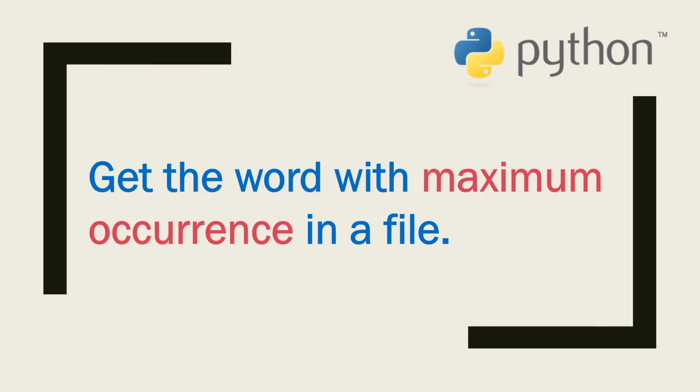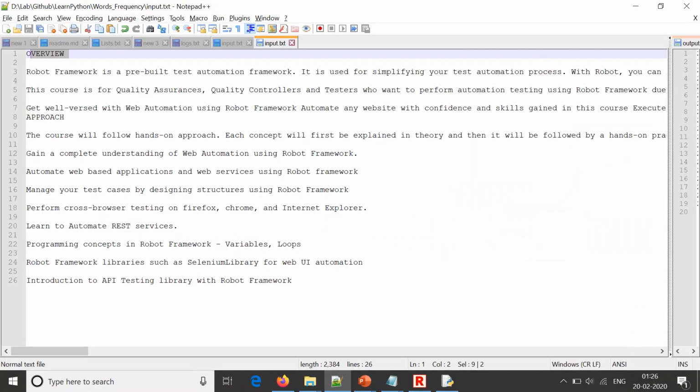Hello everyone. So we need to solve one question today using Python. We have a text file and in that text file we have a couple of sentences. Now what we need to do is find the word which has occurred the maximum number of times in that text file. Okay, so the question is very simple. Now let's say this is our input file and we need to find the word which has occurred the maximum number of times in this file.